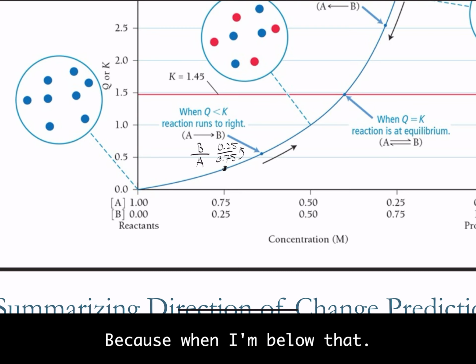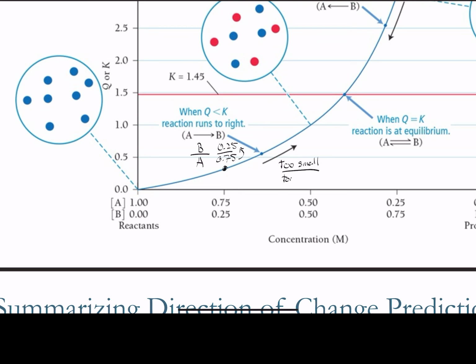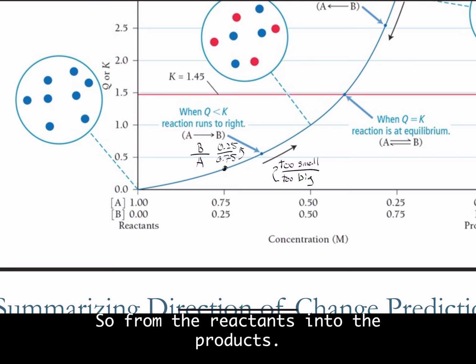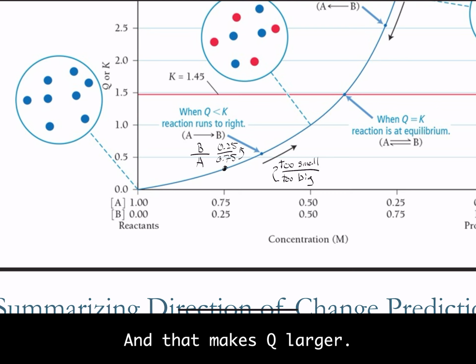Because when I'm below that, the products are too small, and the reactants are too, I don't know, I'm just going to use too big. So we move from the one that's too big to the one that's too small. So from the reactants into the products, and that makes Q larger. It means that we move to the right along this graph until we get to K.